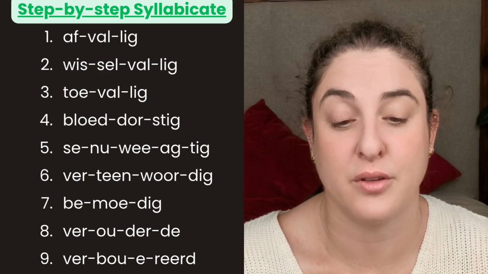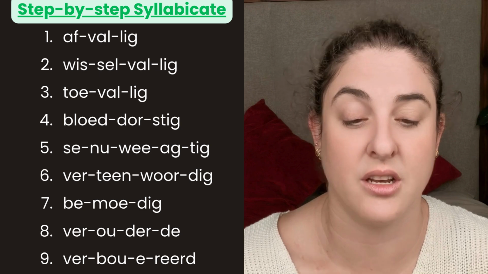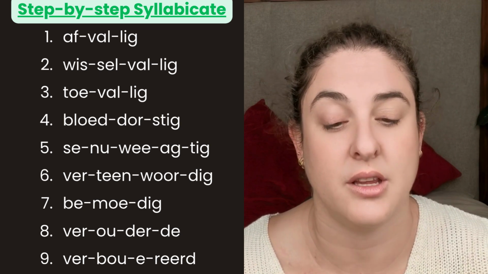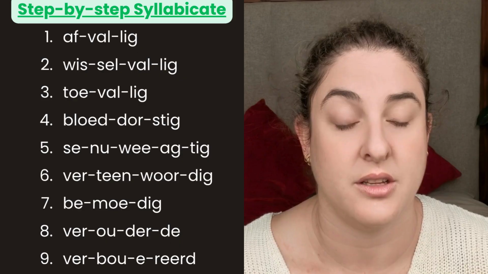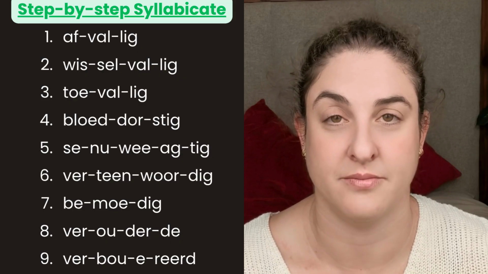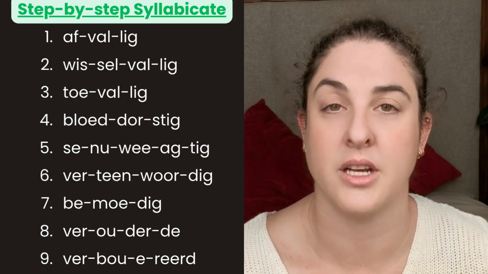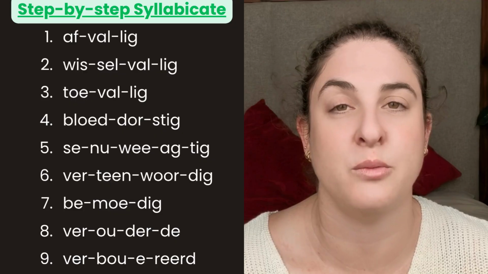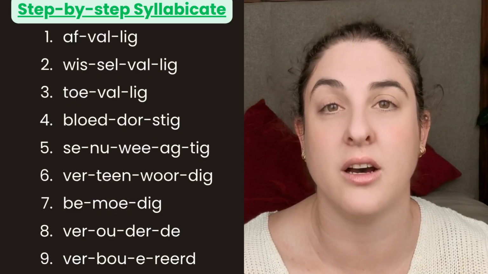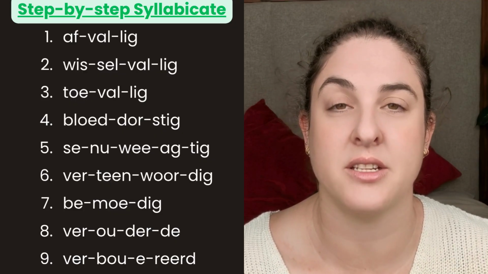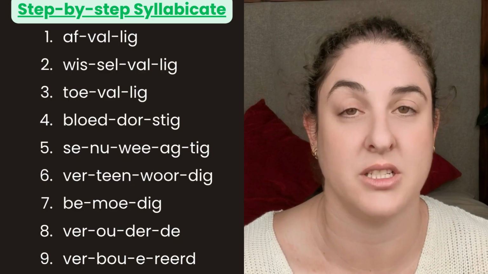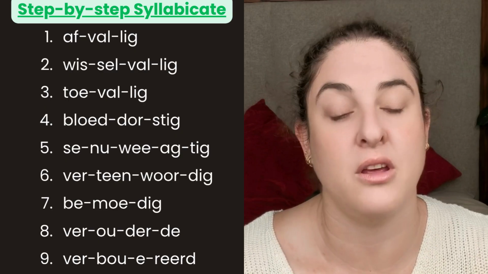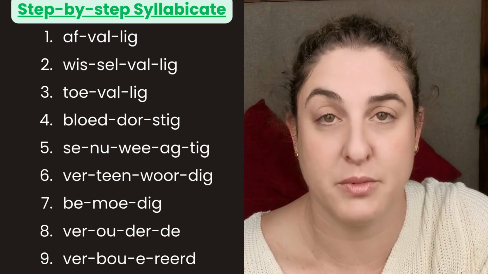Word number 5, senuweeagtig. Now, that is nervous. There's one word in there, which is agt. So you start with that one. Agt is 8, the number 8. Or agt is a verb. It has few meanings, but it's a word. So you start with agt, and it's easy. The next syllable after it will be tig. That's what's left. And then you have to syllabicate what comes before it.